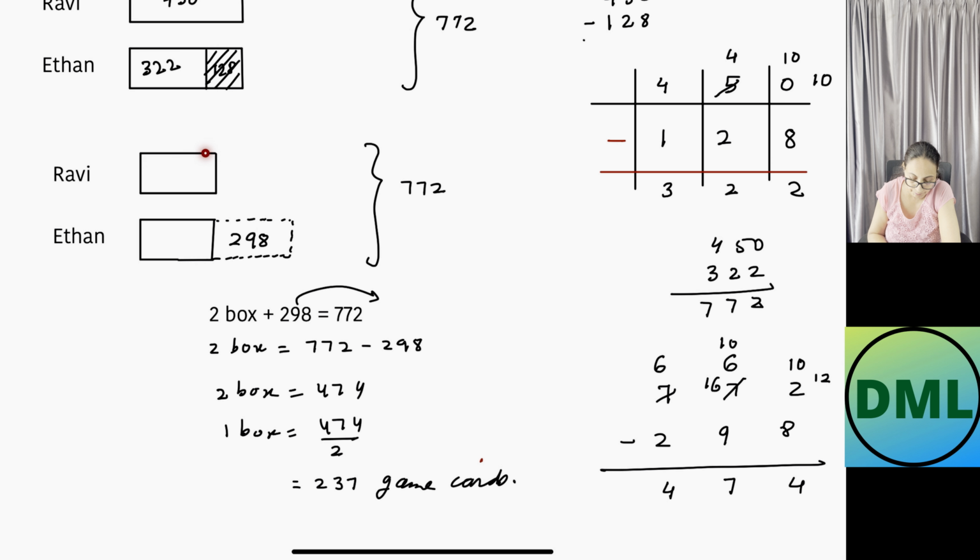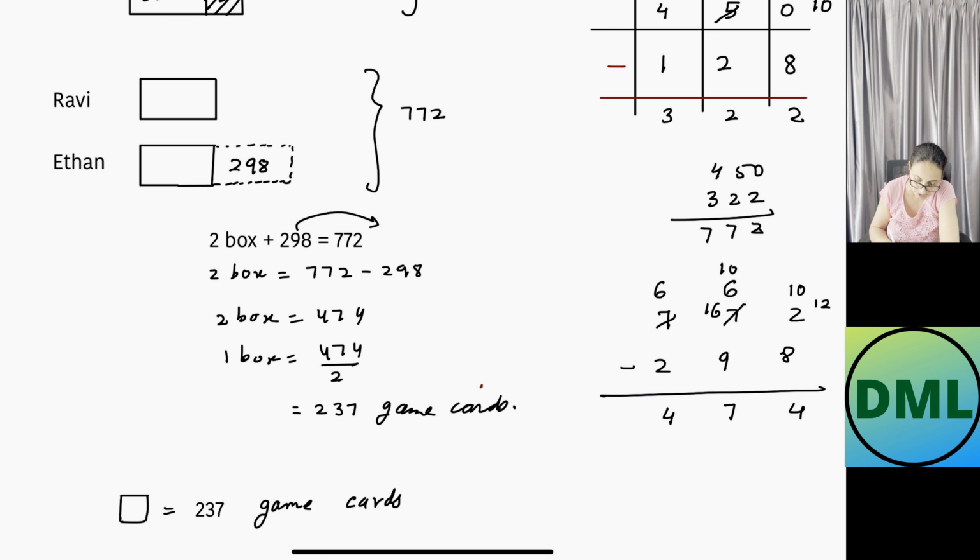Here, my one box, this box is 237 game cards. This is the answer of one box when Ravi gave a few cards to Ethan. So how many game cards did he give? Before that, he has 450 game cards. Now he has 237 game cards. To calculate how many game cards he gave to Ethan, I need to subtract it.